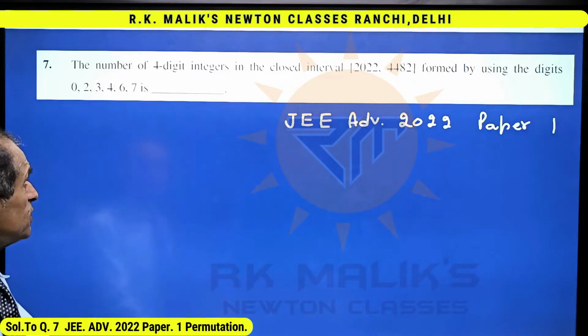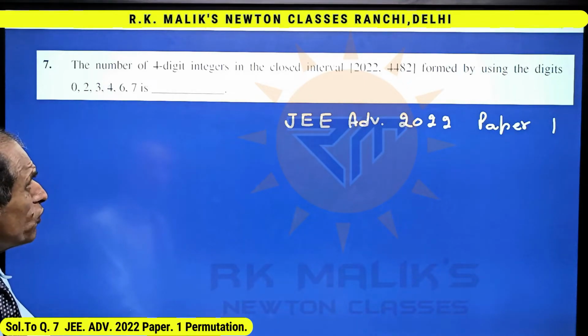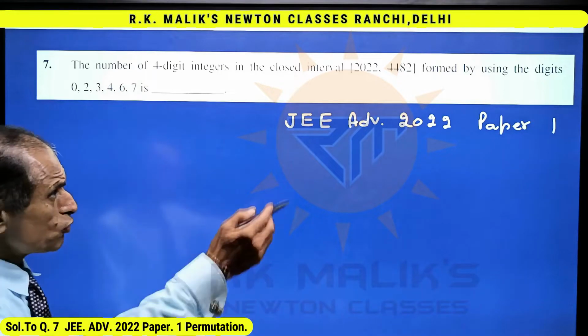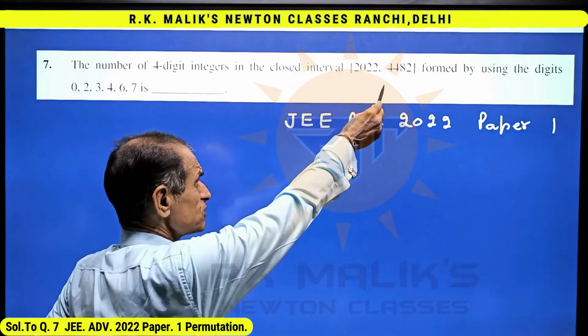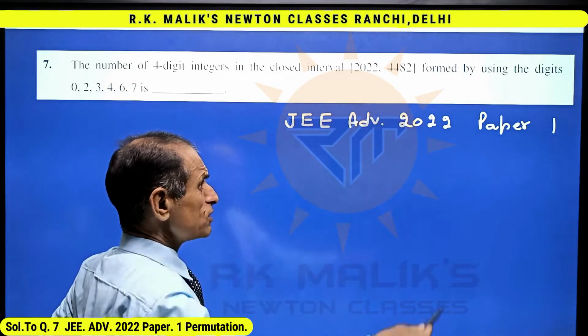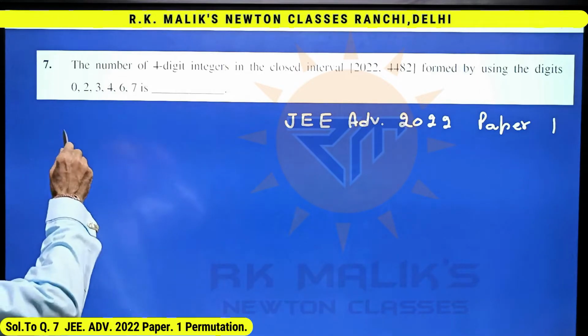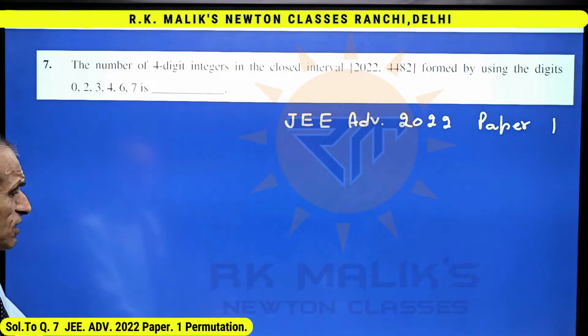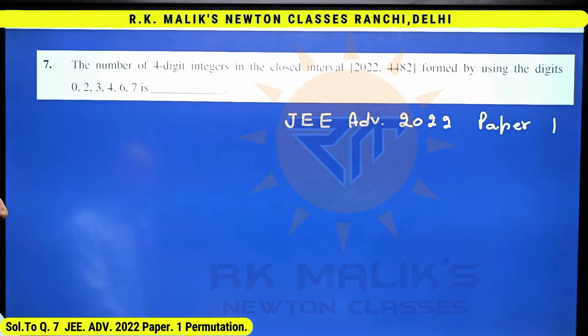In this question, he is saying: the number of 4-digit numbers in the closed interval from this to this, found by using the digits 0, 2, 3, 4, 6, 7, is. The solution to this question will become easier to understand if I know the procedure of finding the rank of a number if some digits are given to you.